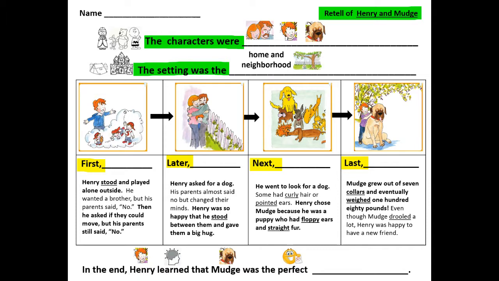So now remember, characters usually learn a lesson in a story, or there's a moral. So it says here, in the end, Henry learned that Mudge was the perfect... So in the end, Henry learned that Mudge was the perfect what? Pet.